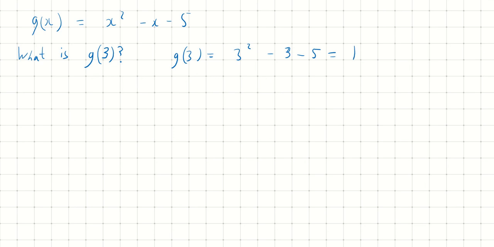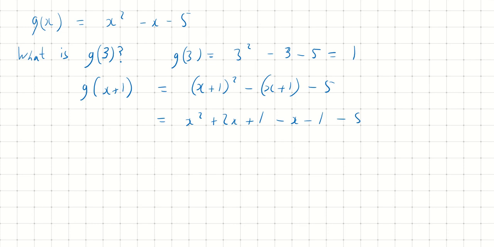Let's have a look now at what is g(x plus 1). So now I'm going to replace all the x's with x plus 1. So rather than x squared, I now get (x plus 1) squared. Rather than take away x, I get take away (x plus 1). And I still get the minus 5. Now if I multiply this out, I get x squared plus 2x plus 1 minus x minus 1 minus 5, which is x squared plus x minus 5.